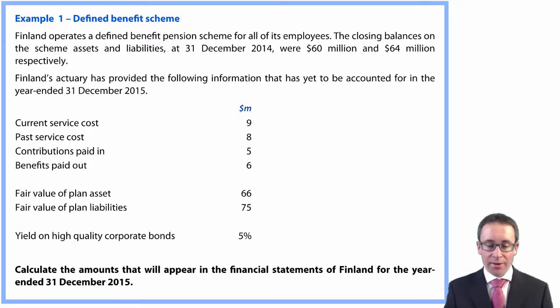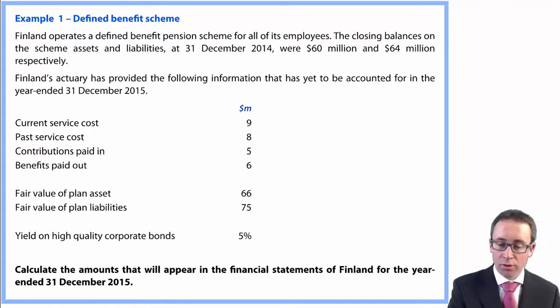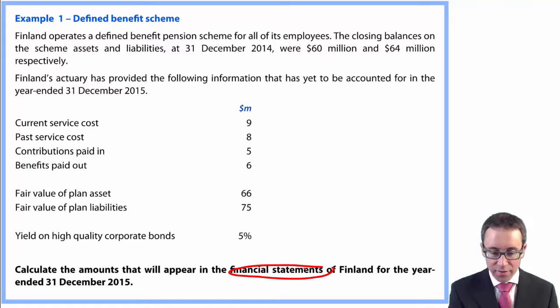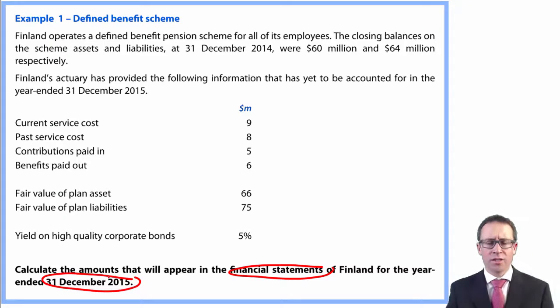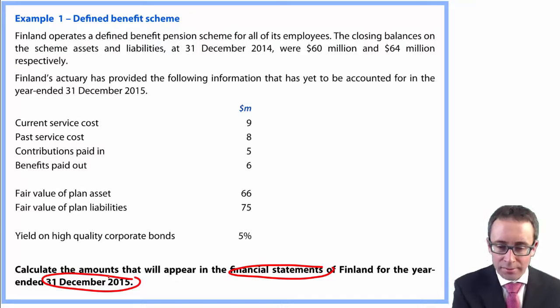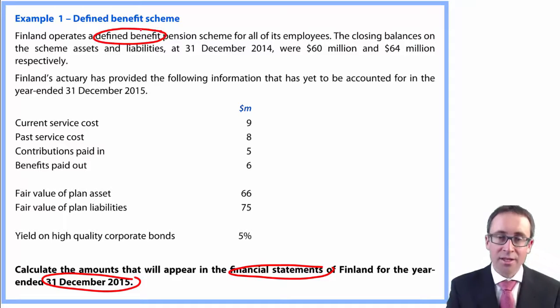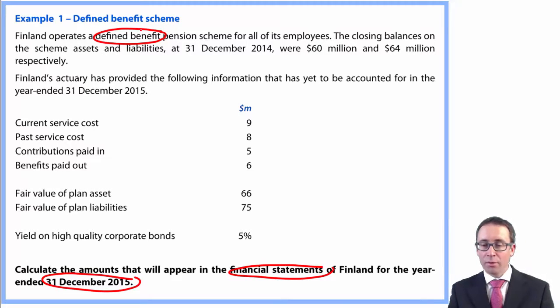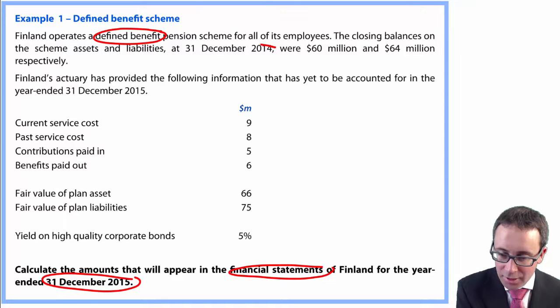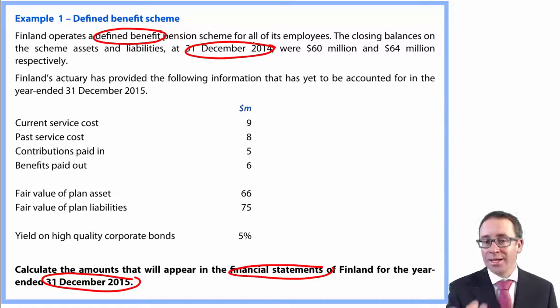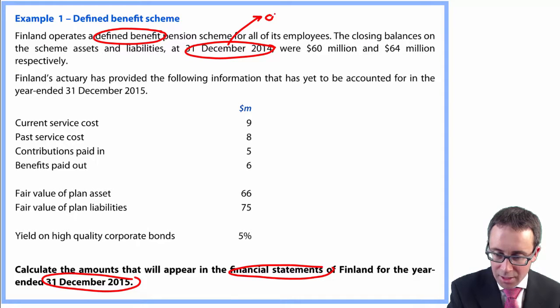So it says, as the requirement, calculate the amounts that will appear in the financial statements. So SFP, isn't it? Statement of profit or loss of Finland for the year ended 31st of December 2015. Okay. So as expected, we have a defined benefit scheme, or if you like, final salary for all of its employees. The closing balance, so be careful, it does say the closing balance at December 2014. So that's the closing balance last year, which is essentially your opening balances this year, isn't it?